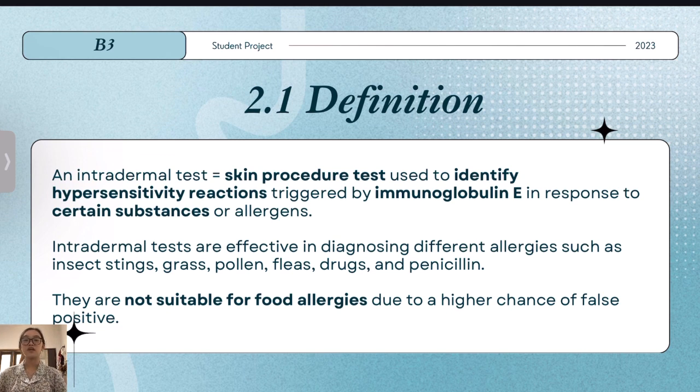Intradermal tests are effective in diagnosing different allergies such as insect stings, grass, pollen, fleas, drugs, and penicillin. And intradermal tests offer higher sensitivity and more reliable results compared to skin prick tests. However, they are not suitable for food allergies due to a higher chance of false positives and potentially leading to severe allergic reactions.